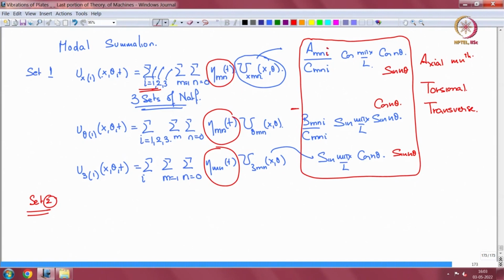Okay. So if we have to find a response to a point force, then what we will have to do is find it for set 1, find it for set 2, and then sum them up. Okay. So we are now running out of time, so I will stop here and we will continue this discussion in the next class.